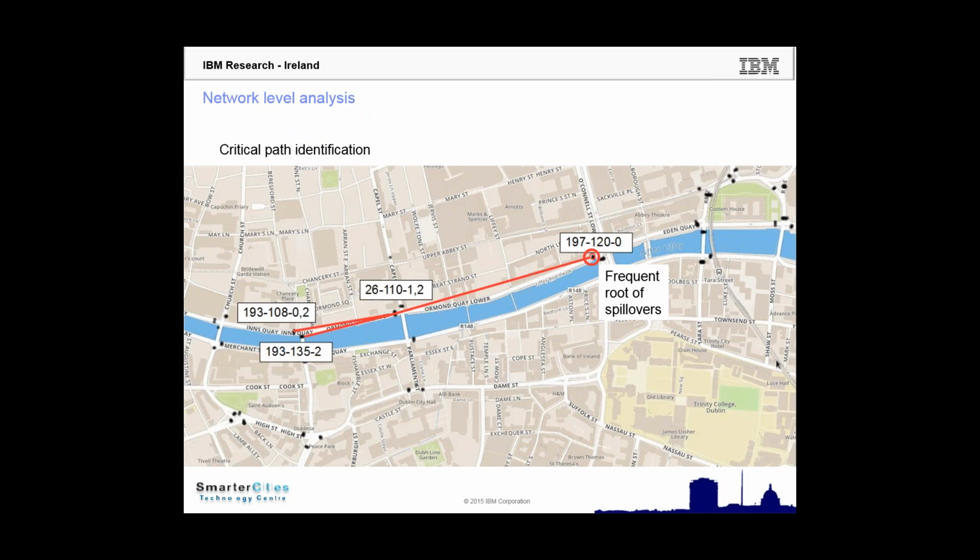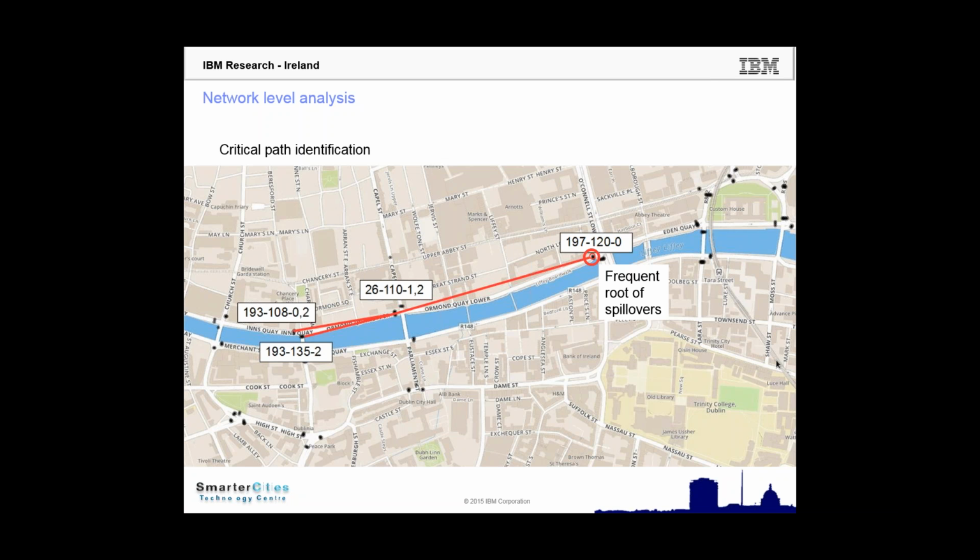Regarding the network level analysis, we have used the dynamic Bayesian network that I presented to you in one of the slides. We used that dynamic Bayesian network to identify the critical backpropagation paths of queues in the network.